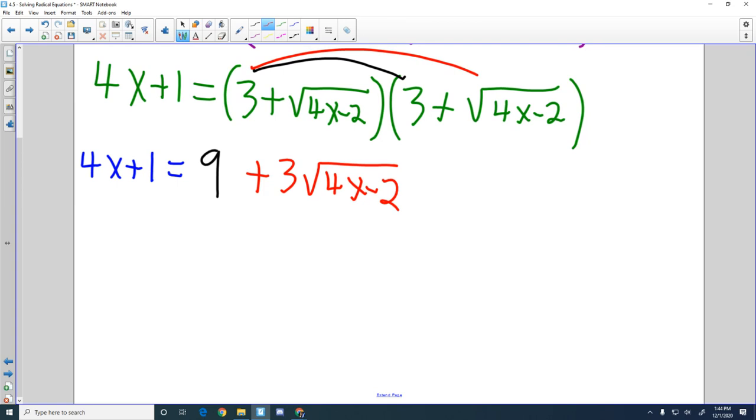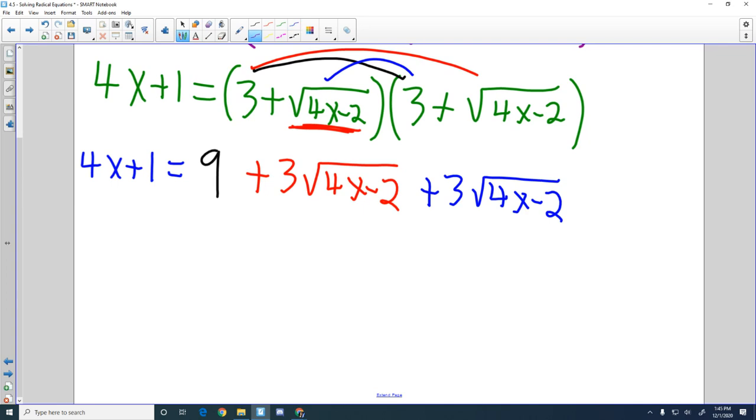Okay, moving on. So I distributed the 3. Now I had to distribute this second term, this square root of 4x minus 2. So let's distribute that times the 3. Well, guess what that equals? 3 times the square root of 4x minus 2. That's the exact same thing we got before. 3 times the square root is simply 3 square root. Well, the square root times 3 is still 3 square root.